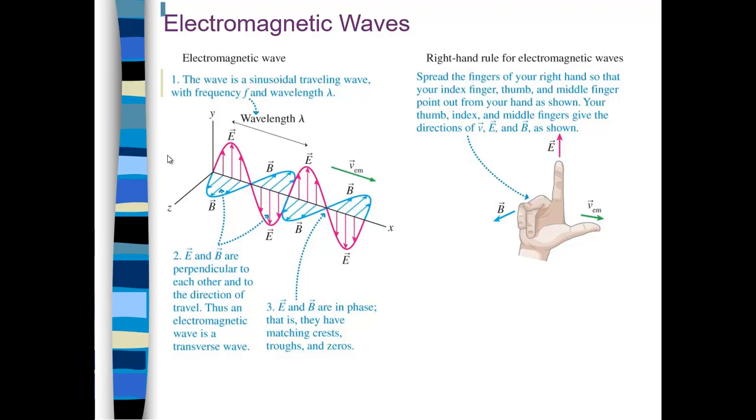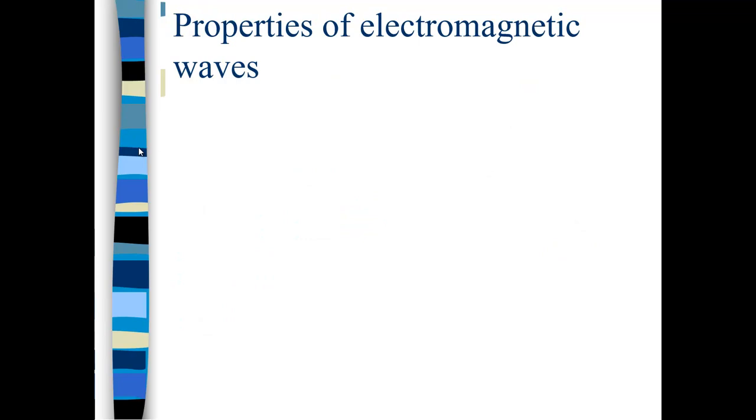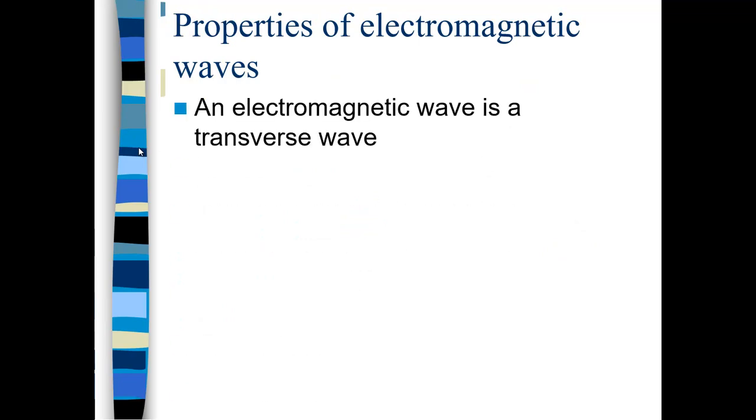Your right-hand rule for electromagnetic waves is that your pointer finger is the electric wave, your middle finger is the magnetic wave, and your thumb is the velocity of light, the velocity of the energy wave that is emanating through space. So an electromagnetic wave is a transverse wave. It has a perpendicular component to it.